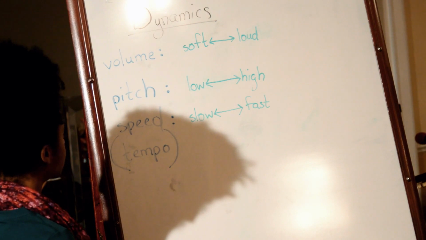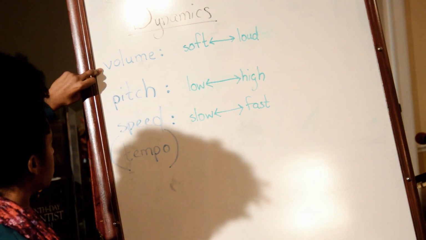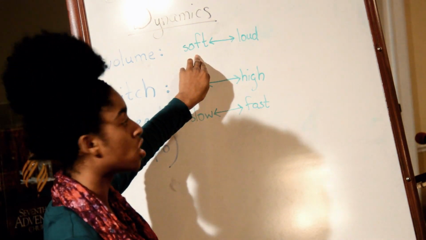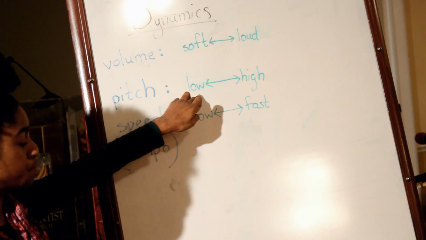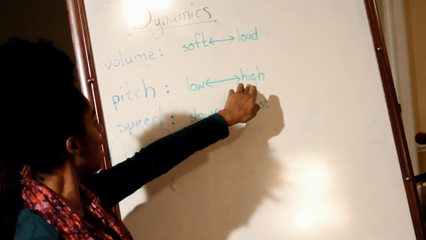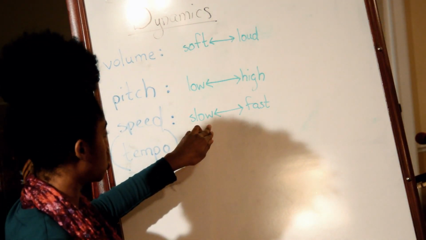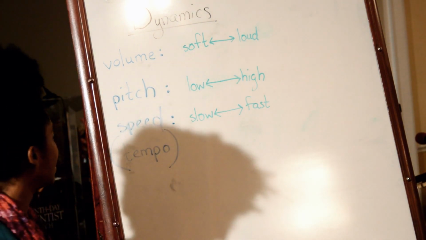Now dynamics, there are three of them. There is volume, which can either be soft or loud. There is pitch, which can either be low or high. And there is speed, which can either be slow or fast. Right? So that's how that works.